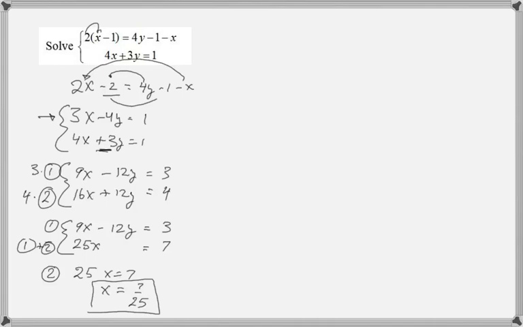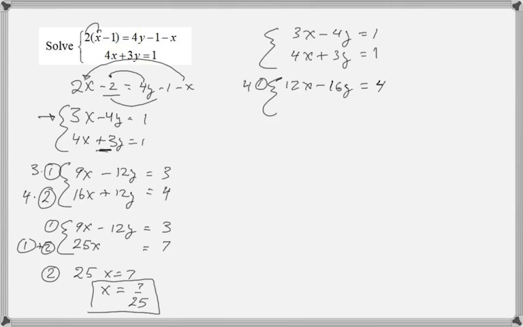A better method for me, at least, is going to be to start with that system again, 3x minus 4y is equal to 1, and 4x plus 3y is equal to 1. And instead of doing what we did last time, making the coefficients on y into opposites to eliminate them and eventually solve for x, I'm going to make the coefficients on my x's into opposites, and then I can solve for y. So with that in mind, again, 3 and 4 both go into 12. My first equation needs to be multiplied by 4. That will give me 12x minus 16y is 4.